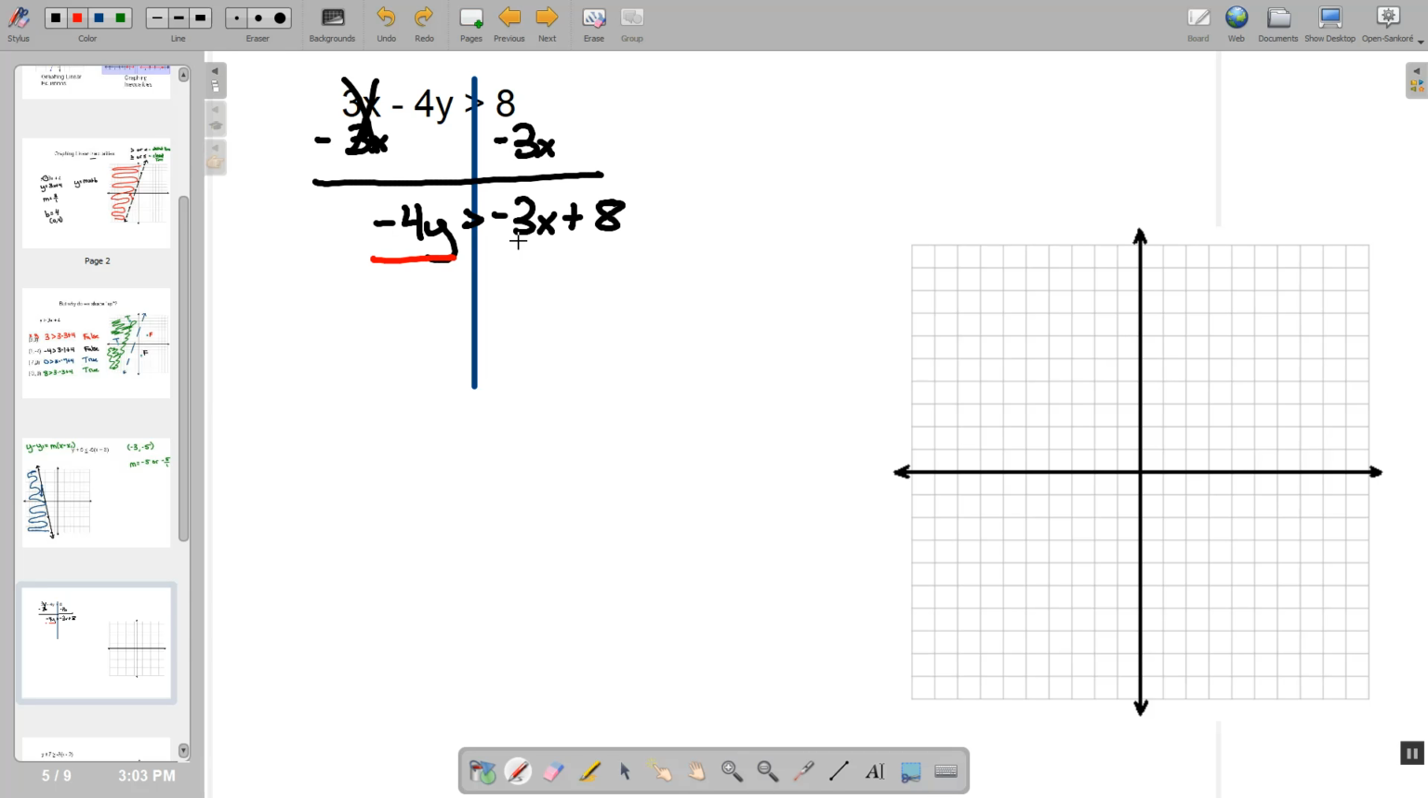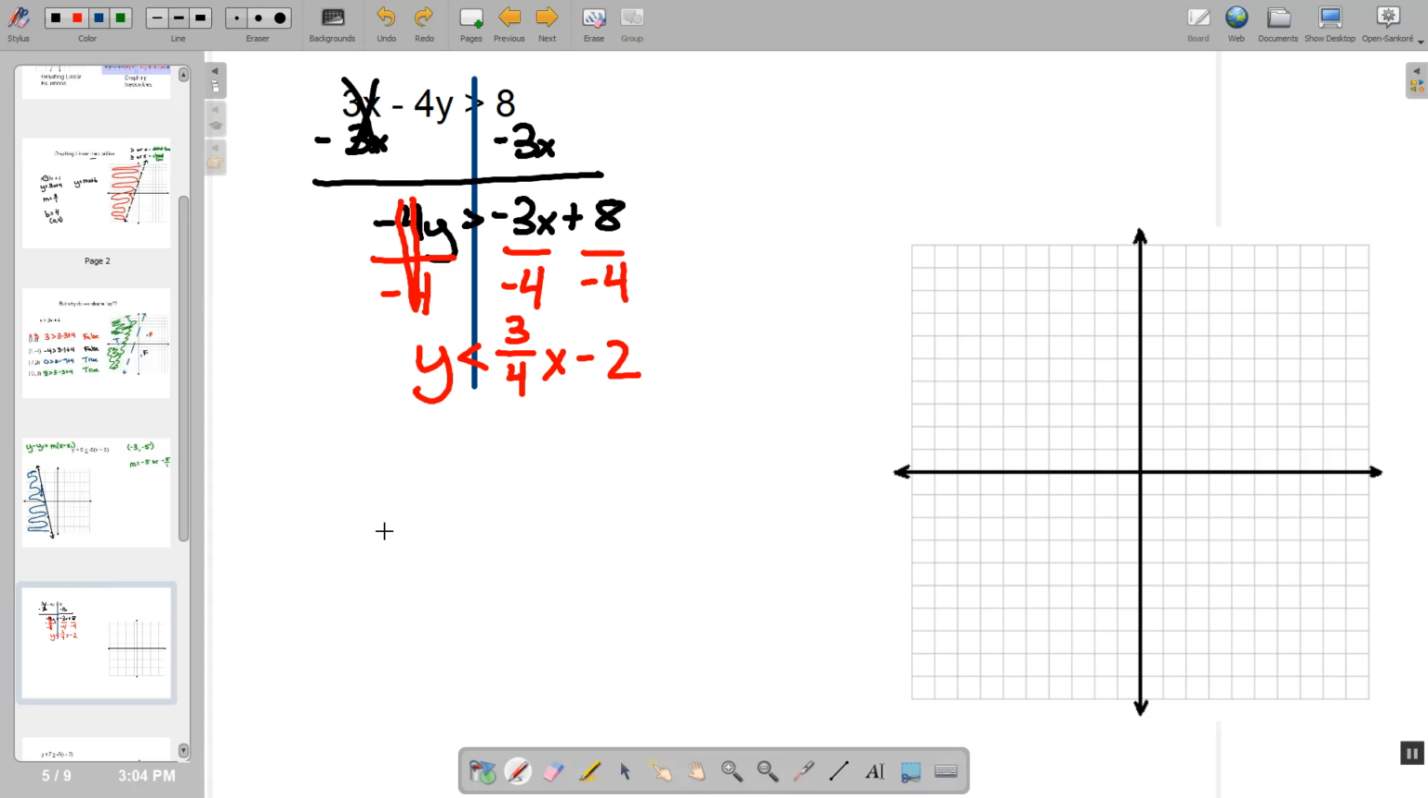Now I'm going to divide everything by negative 4. Now, here's something many of you have probably forgotten. When we divide by a negative with an inequality sign, I need to flip the sign. I have negative 3 and negative 4, so I'm going to write that as 3/4 x. Positive 8 divided by negative 4 makes this negative 2. So I have y is less than 3/4 x minus 2.